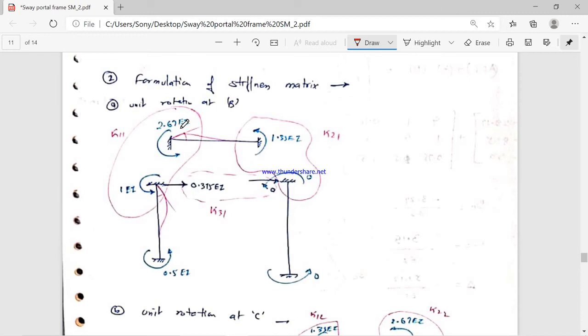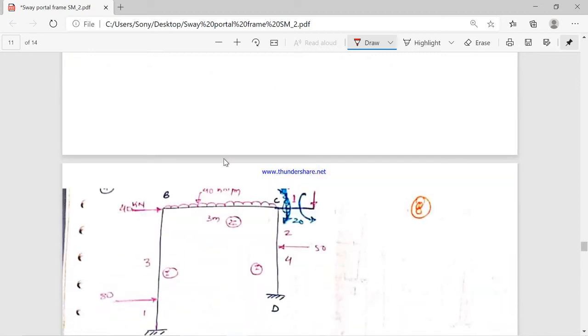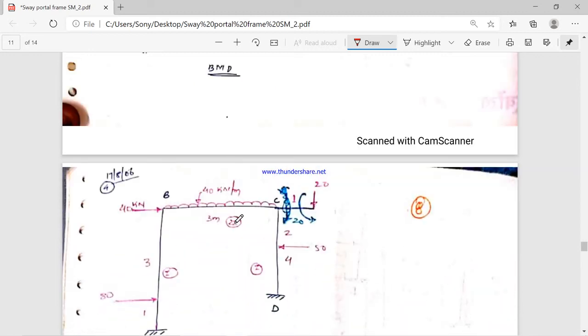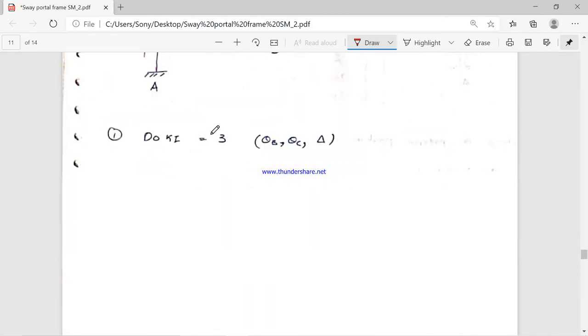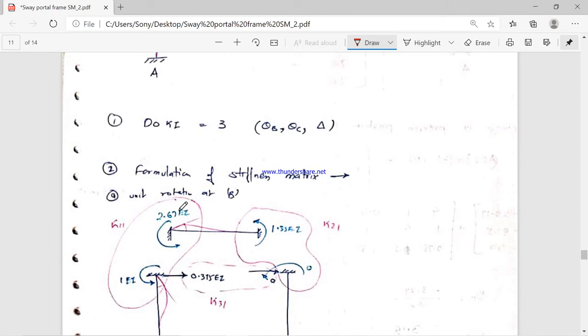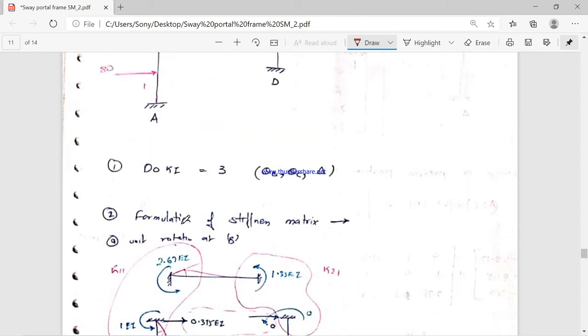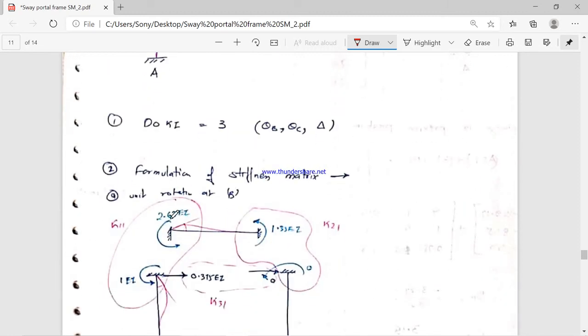Okay, because of rotation, we know that on the left hand side 4EI by L forms, on the right side 2EI by L forms, and the reaction will be 6EI by L square. So here it is 2.67. How is 2.67 obtained? Here the 2I factor is there, and the span is 3. So 4 into 2 divided by 3. Okay, so here the answer will be 2.67, and here it is 1.30.